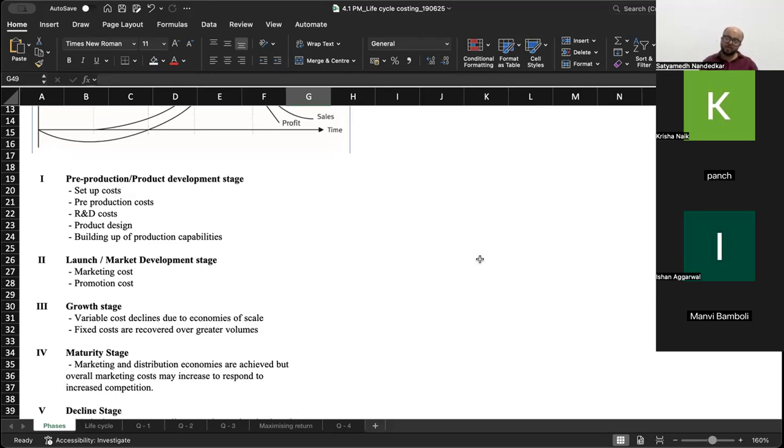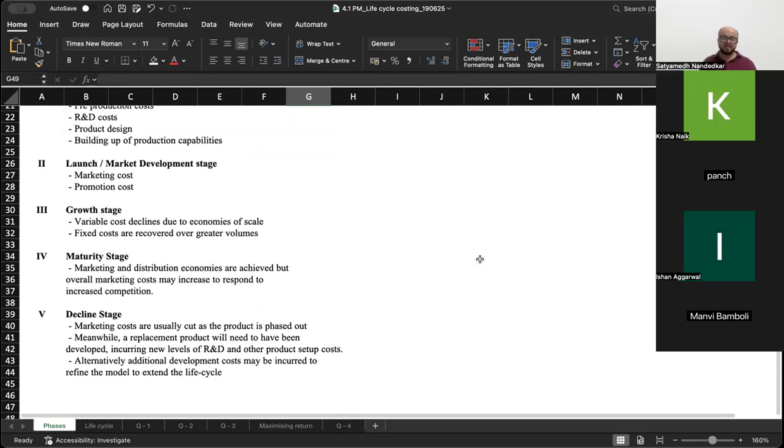Marketing and distribution economies are achieved, but overall marketing costs may increase to respond to increased competition. So as the product has matured, other competitors have joined the market, and naturally the costs per unit might skyrocket again, because now you have to incur more cost for marketing in order to keep your customer instead of finding a customer. Now the cost is being incurred towards keeping a customer, and then the product enters the decline stage, when of course the product is ultimately phased out. Like iPhone 16 now is in the decline stage because iPhone 17 has already come to the market.